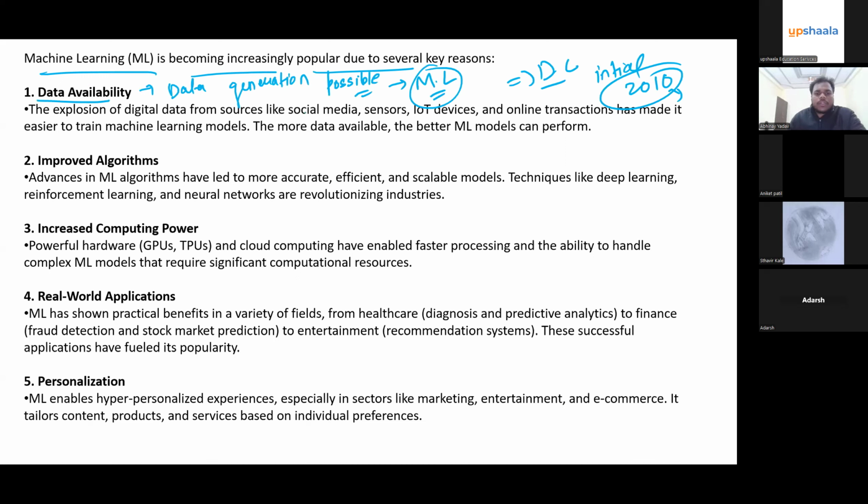From social media, from sensors, from IoT devices, from online transactions, this data has been used for the machine learning model to get trained. And with a large amount of data, it will achieve a large amount of accuracy. By doing research, we have improved algorithms from time to time. Researchers have been working for a very long time to give an accurate, efficient, and scalable model, right? After that, we have seen increased computing power.